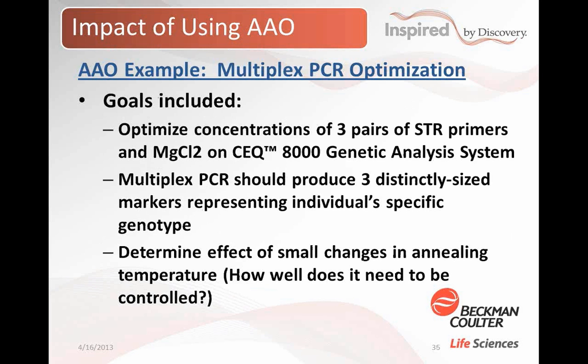So some of the goals were to optimize the concentrations of 3 pairs of STR primers, and then also magnesium chloride on a CEQ genetic analysis system. When doing this, they should get 3 distinctly sized markers that represent an individual specific genotype. And then they also wanted to look at the effect of small changes in annealing temperature. Basically, how well do you need to control your annealing temperature and still get good results?